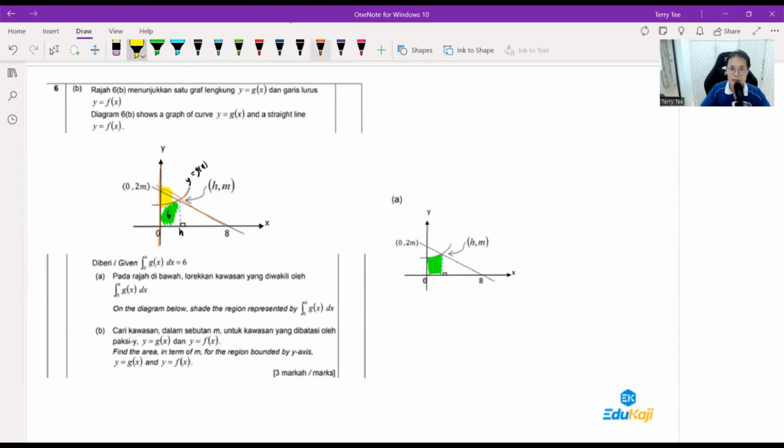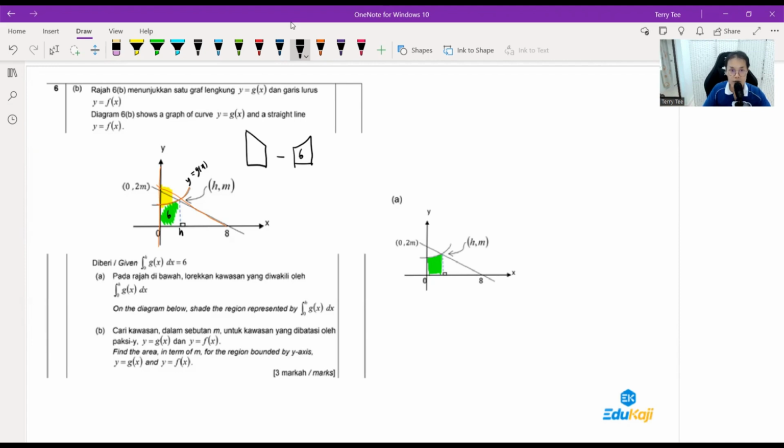But the problem is we are finding this in terms of m, right? That means there's no h. I can see from here, to get the yellow region, I need to take a trapezium minus integration. Well, this region we know is 6 from the first part, right? But trapezium is a bit of a problem because we don't know your value of h. We want your answer in terms of m, no h, right?